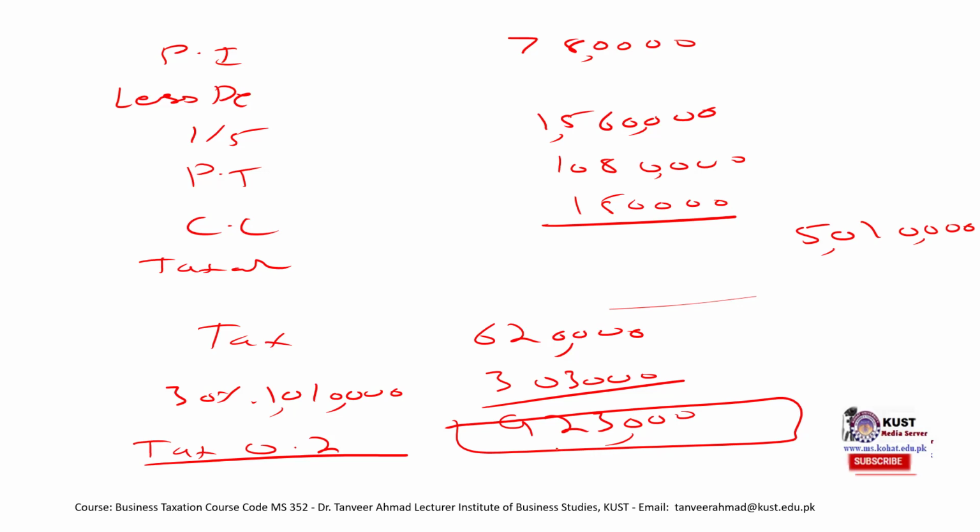So that's it. This is the end of the income from property chapter. In the next lectures we would start a new chapter, which is capital and revenue receipts and capital and revenue expenditures.